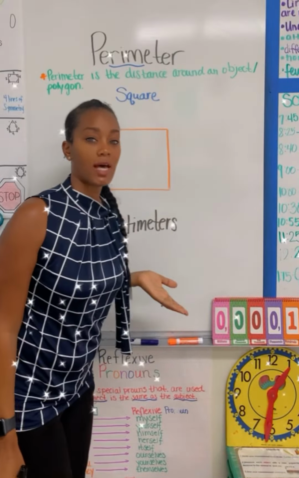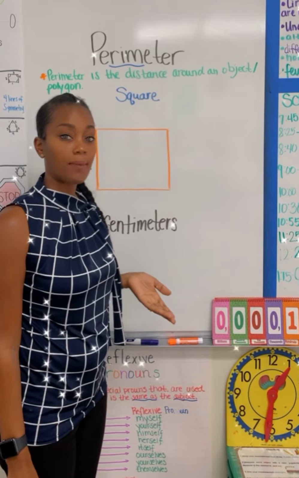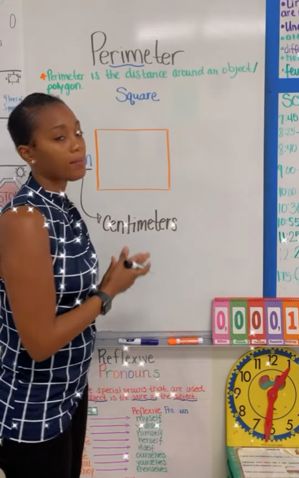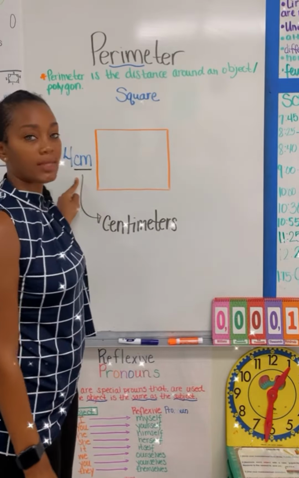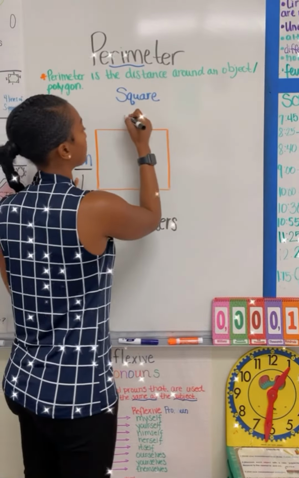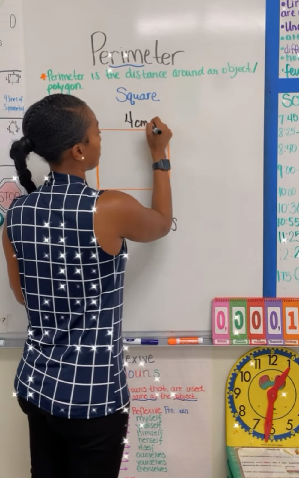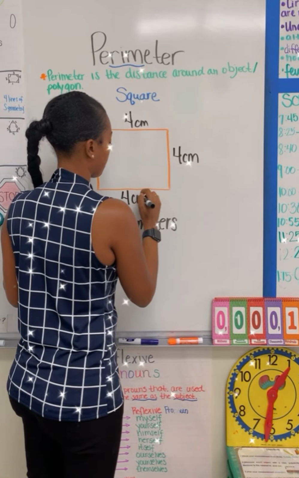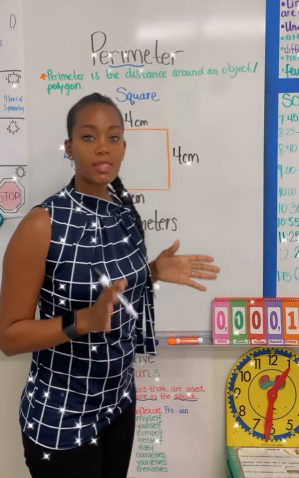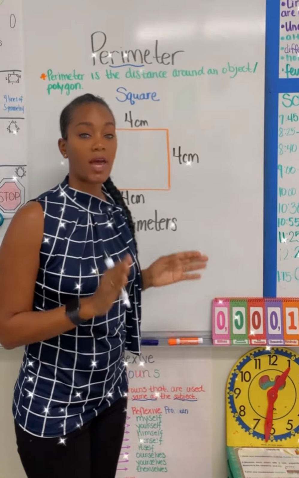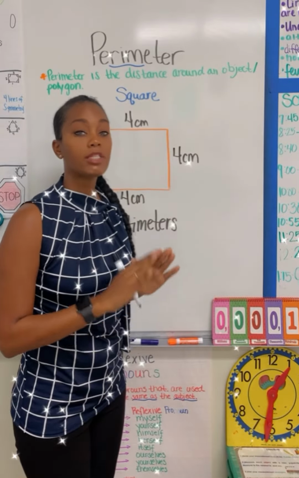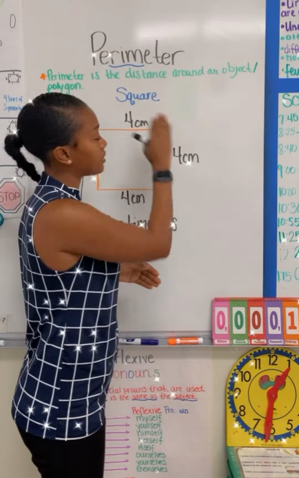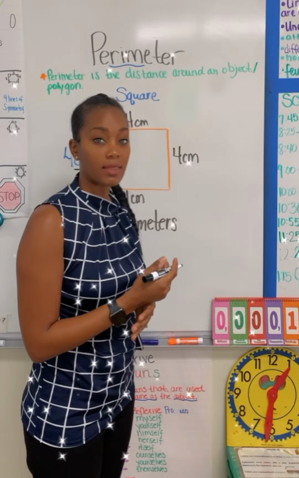Since all of the sides on a square are the same, when I'm going to find my perimeter, this 4 simply tells me that all of the sides are going to be 4 centimeters. Don't mistake this as being the same for every single shape. Only certain shapes have all the sides that are the same length.